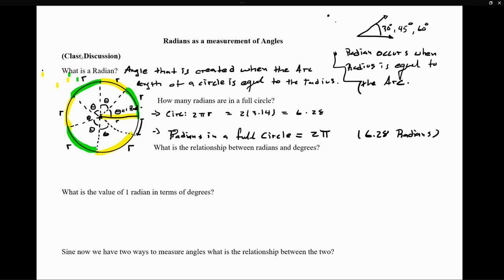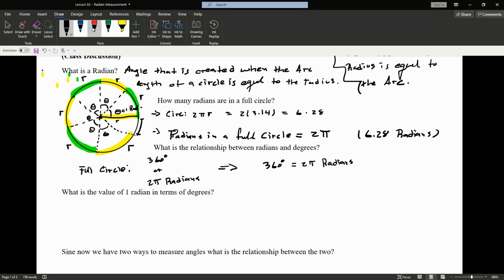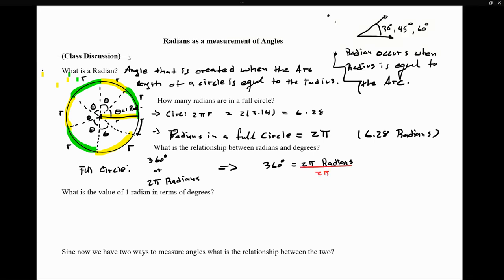Now, is there any relationship between the radians and degrees? Well, I know that in a full circle, I can have either 360 degrees or 2 pi radians. So therefore, 360 degrees should be equivalent to 2 pi radians. And recall that 2 pi is just a number. So therefore, I can just divide this by 2 pi.